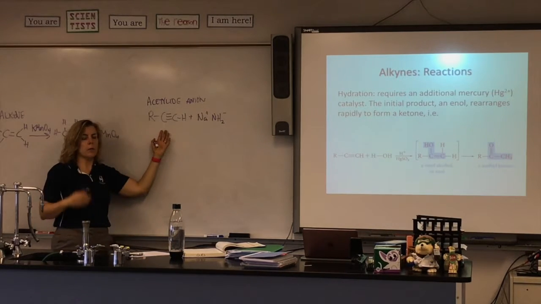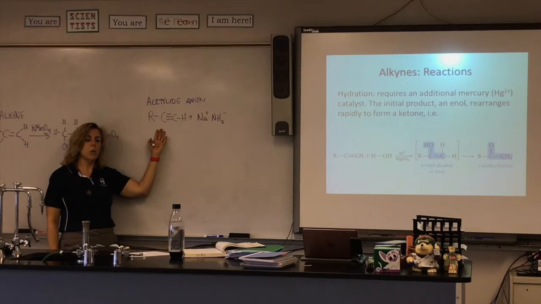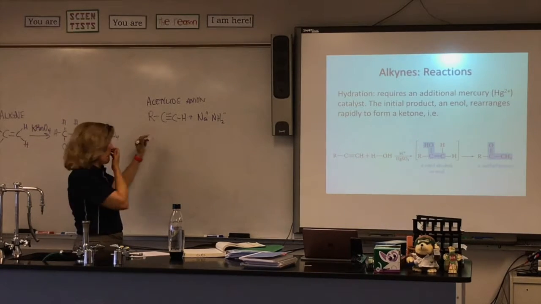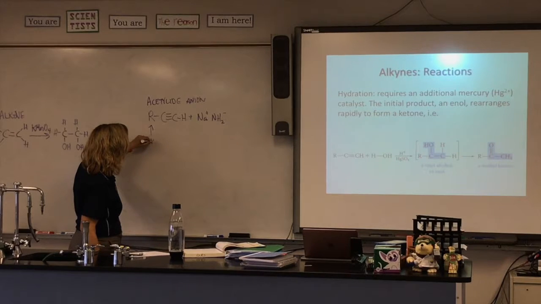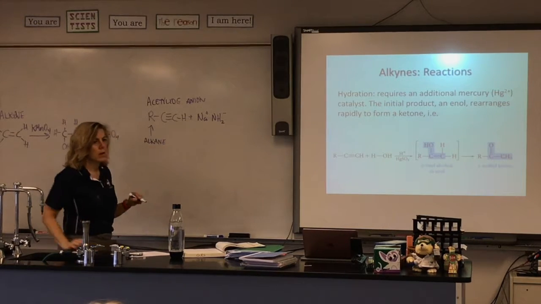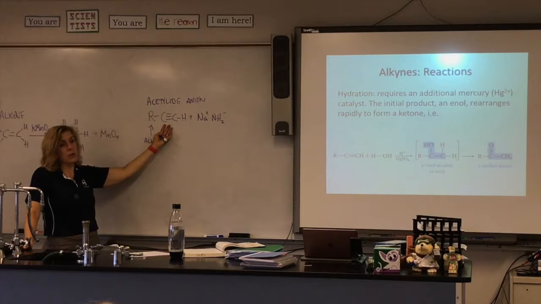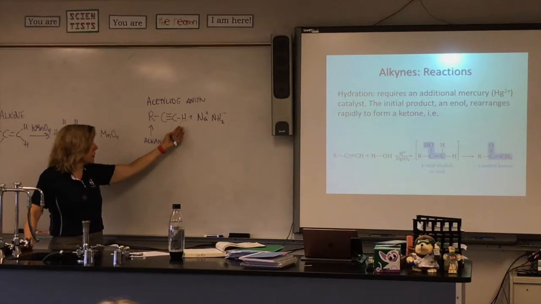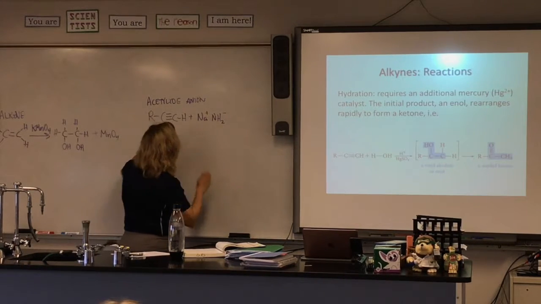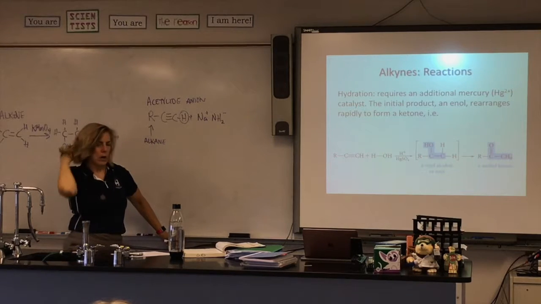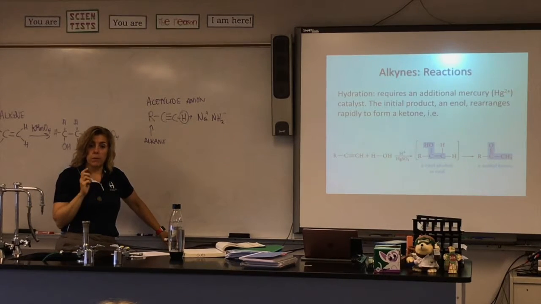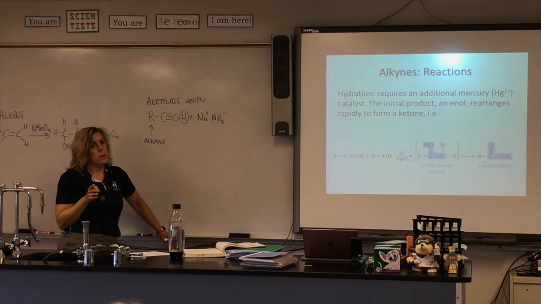Do you know what R means? R will be any kind of alkane. It's just an abbreviation, so it could be a CH3, it could be a CH2CH3. You can make it as long as you want. On the end of it is an alkyne, and this hydrogen is what we're concerned about. Why do we single out that hydrogen? Because we're going to form an anion right there, and the cation goes in the other.